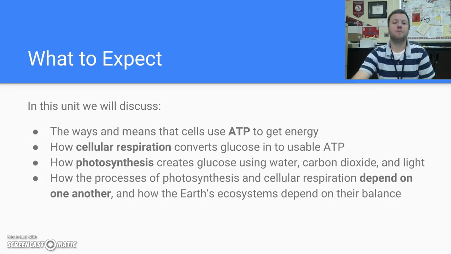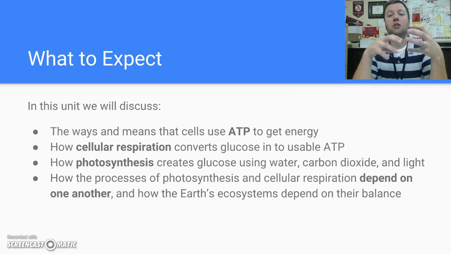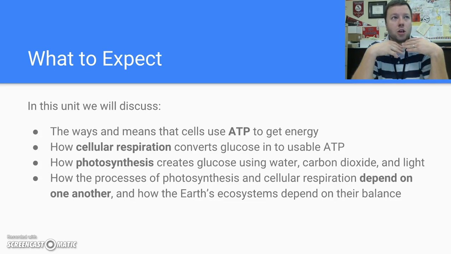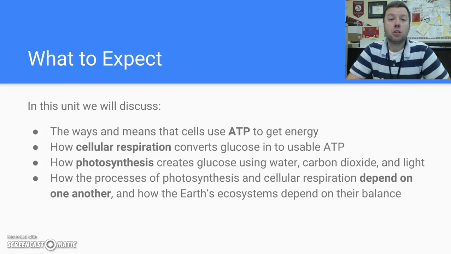So let's begin. So what to expect from this unit? We'll discuss the ways and means that cells use that ATP to get energy. We've talked about it in our last unit with sodium potassium pump or just active transport in general, that it's going against that concentration gradient from low to high concentration. And when doing so, that requires energy. So that energy in the cell is ATP.